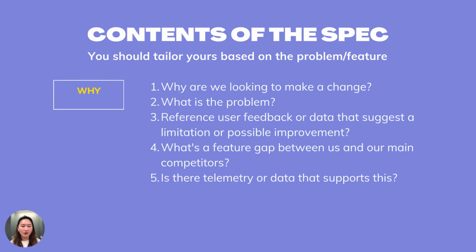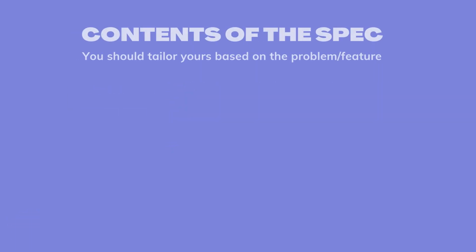And then go on to the overview section where you explain the why. Why are you looking to make a change? What is the problem? And reference any user feedback or data that suggests a limitation or a possible improvement that's driving you to make this change. And if there's a feature gap between you and your main competitors, what is that? And if there's any telemetry or data that supports this why, include it in this section.